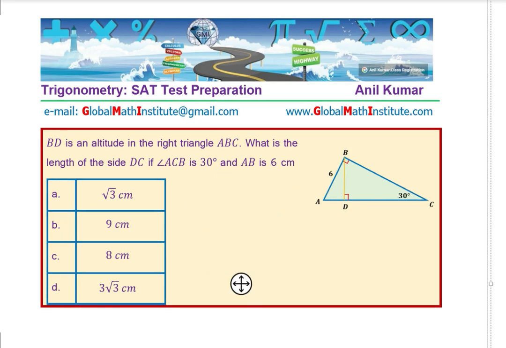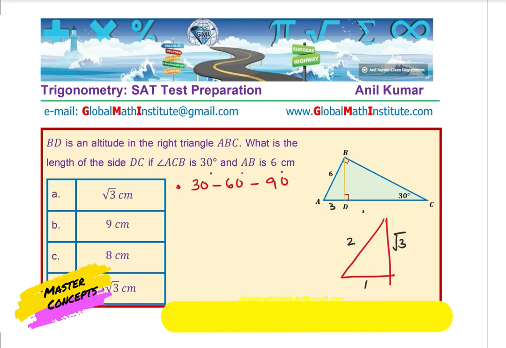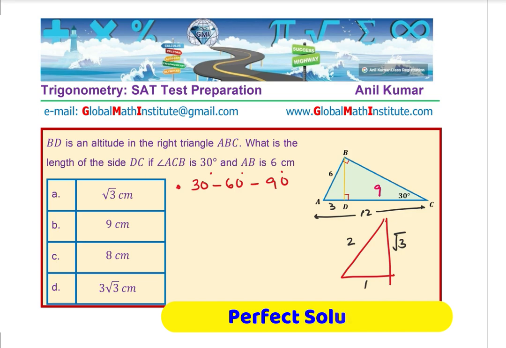Once again, let me summarize how you will solve this particular question. The key is to identify that this is a special triangle, 30, 60, 90. You know that a 30, 60, 90 triangle has the sides 1, 2, square root 3. Comparing the sides, you can write this as 3 and that as 12, which is twice 6. Therefore, you get your answer as 9, and there you go. Do you see that? That is how you should be solving it.